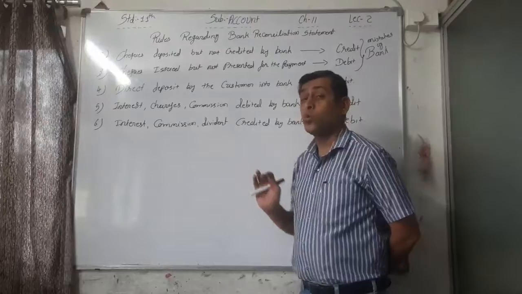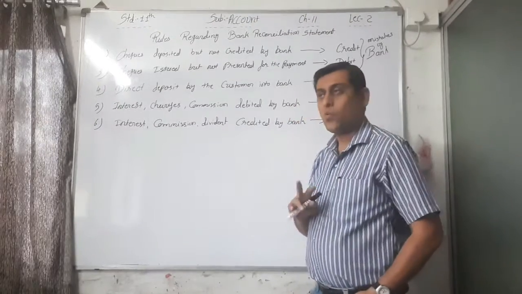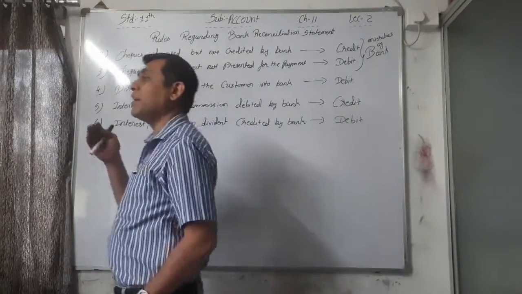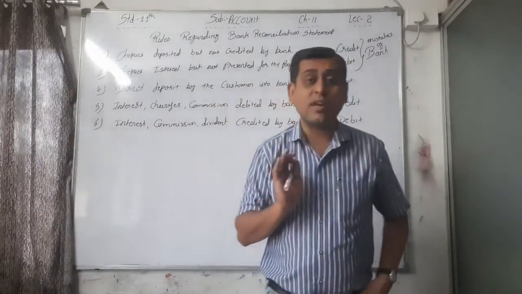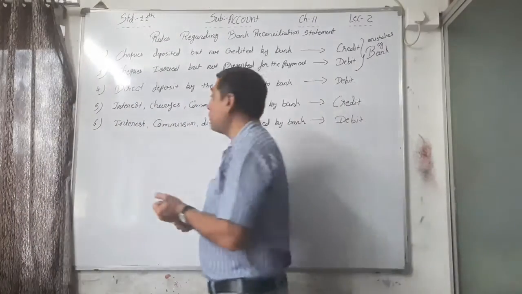So what are the rules? Whatever is done by the bank, we have to reverse it. Whatever is done by the trader, we have to reverse it. We just have to reverse it in the bank reconciliation statement. Okay, so rule number 7.